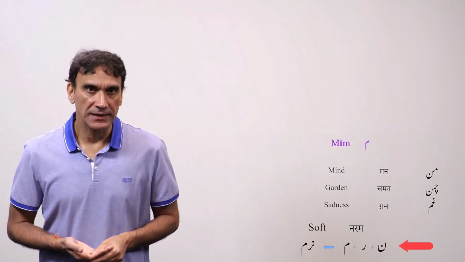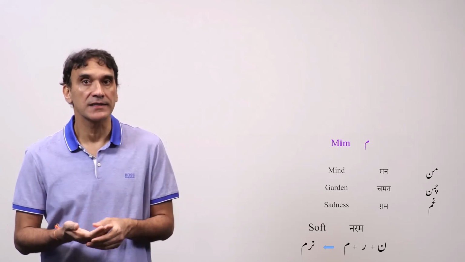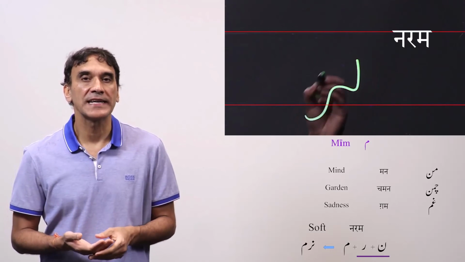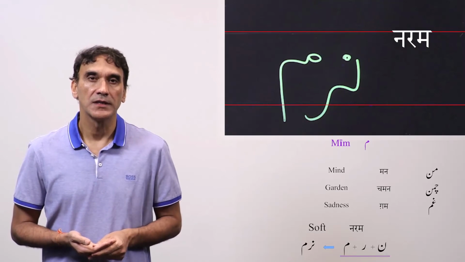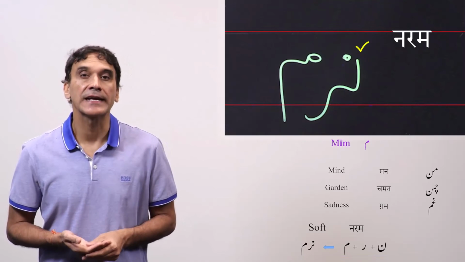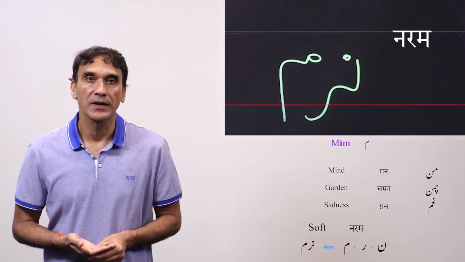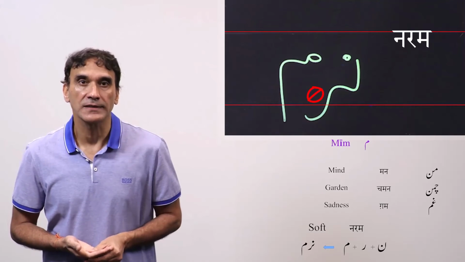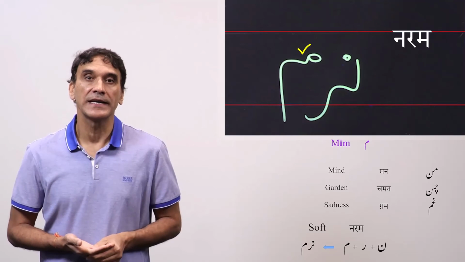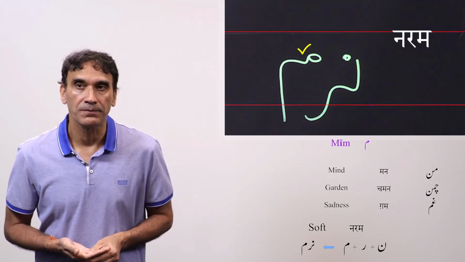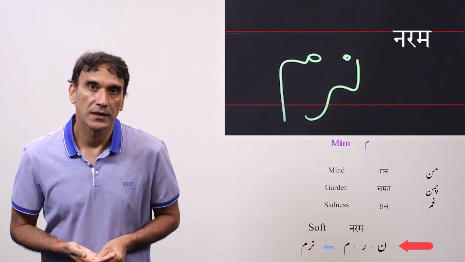The final word is naram, meaning soft. Here mim comes as a detached letter and takes the detached form. The spelling is noon plus re plus mim, naram. So you write noon as initial, then connect it with re as medial or the final. It is the same shape for re. Since re is a non-connector letter, the next letter will be written separately. So the letter mim will be written separately and it will take the detached form. So noon plus re plus mim, naram.